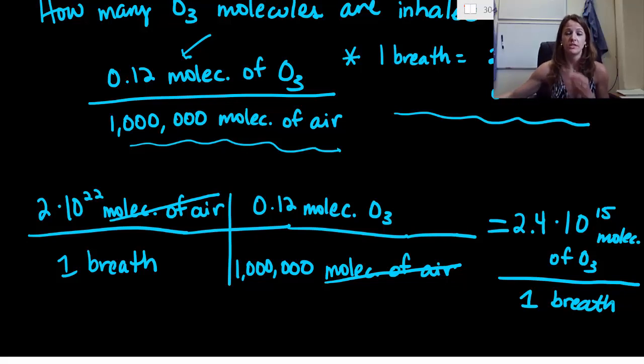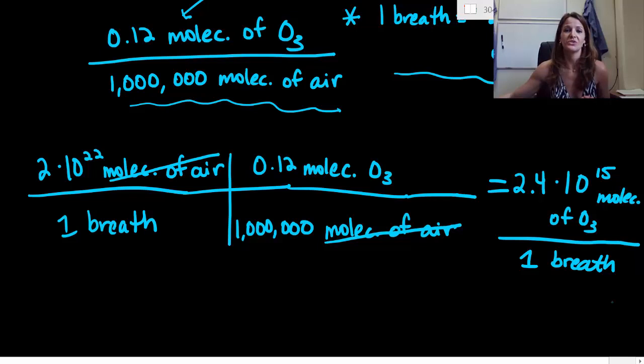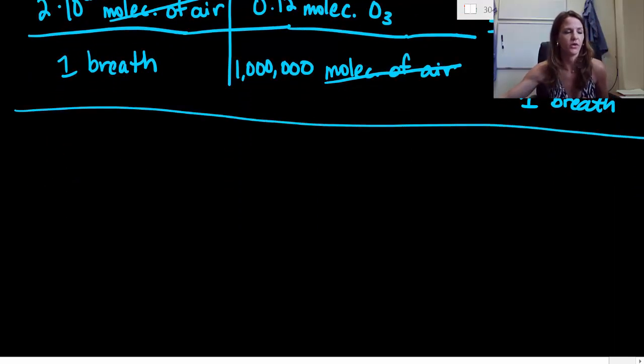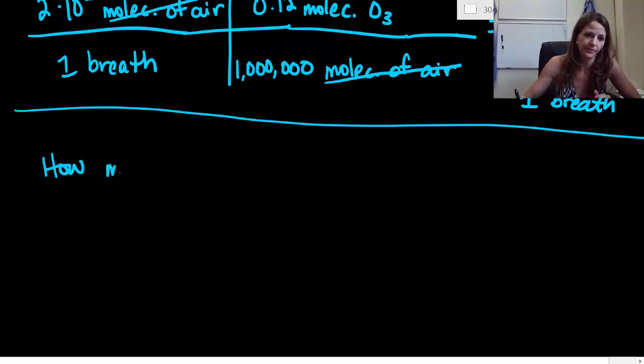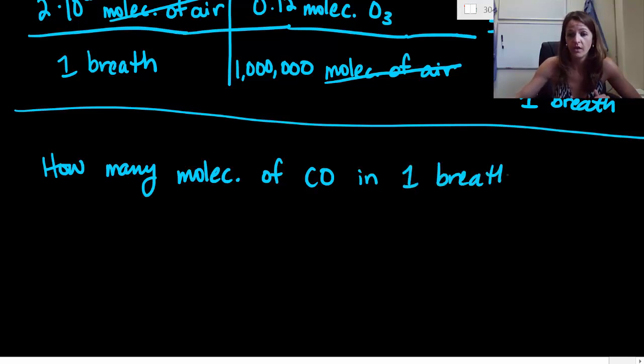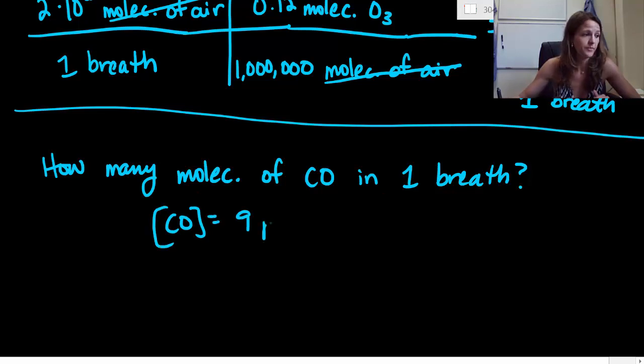So what I want to do now is turn it over to you and ask you to solve a similar problem. For this one, draw a line just to separate it. I want you to figure out how many molecules of carbon monoxide are in one breath. To do this, I want to remind you of our carbon monoxide standard, which is 9 ppm. Please try to figure out how many molecules of carbon monoxide exist, in theory, in 1 breath of air. Go.